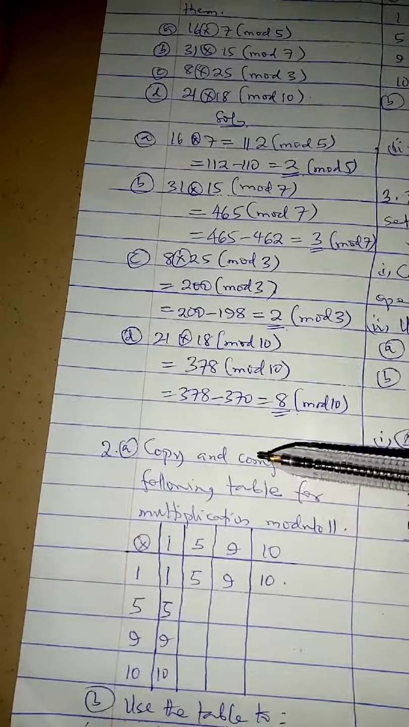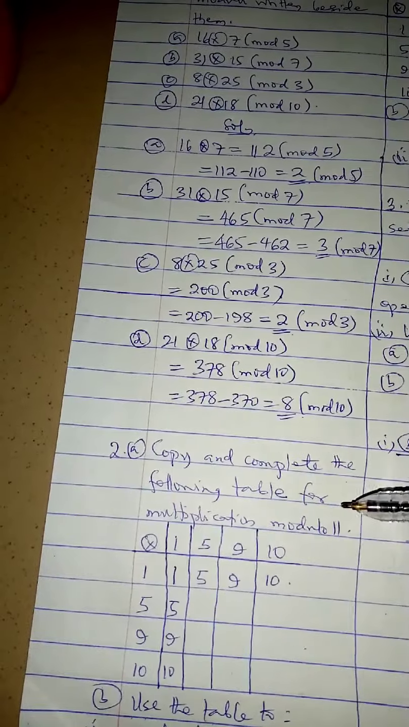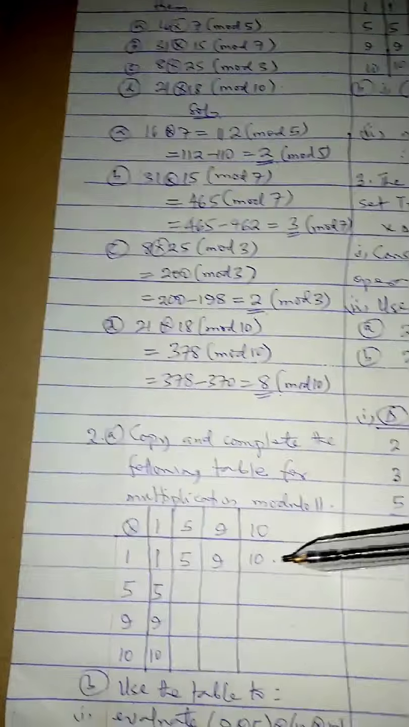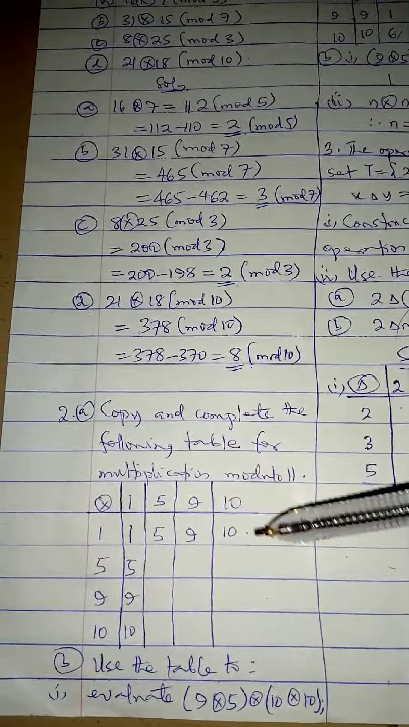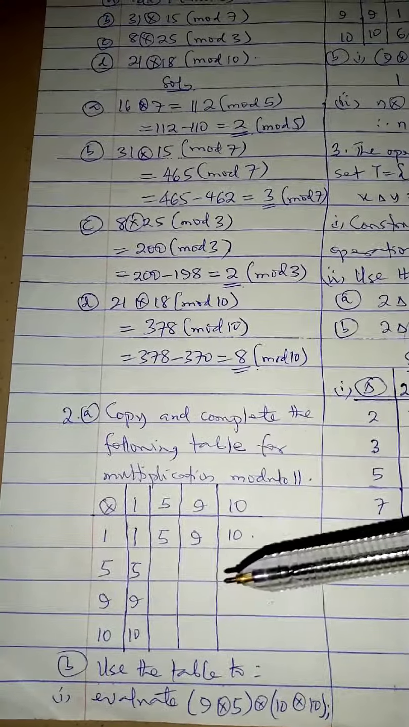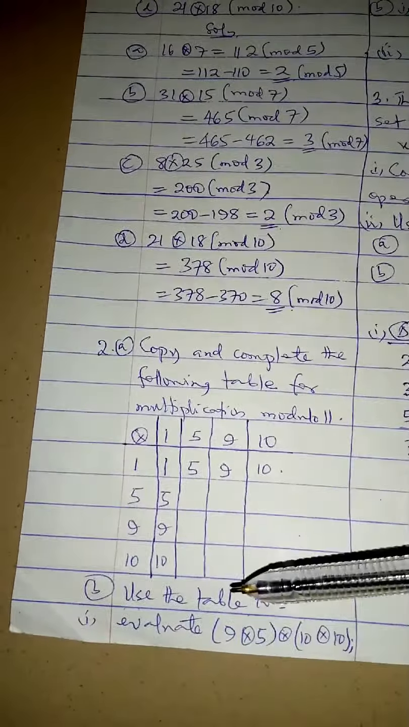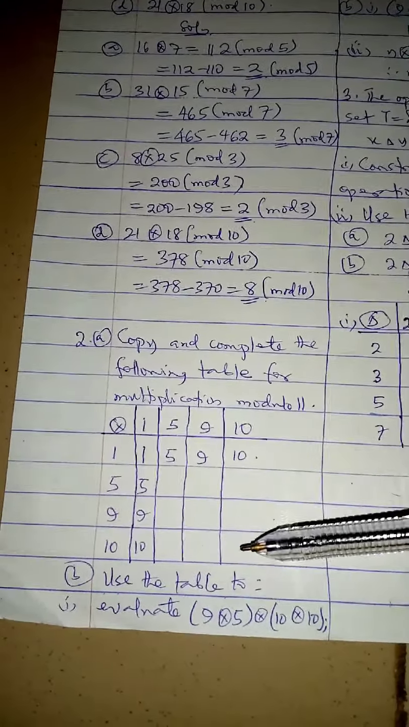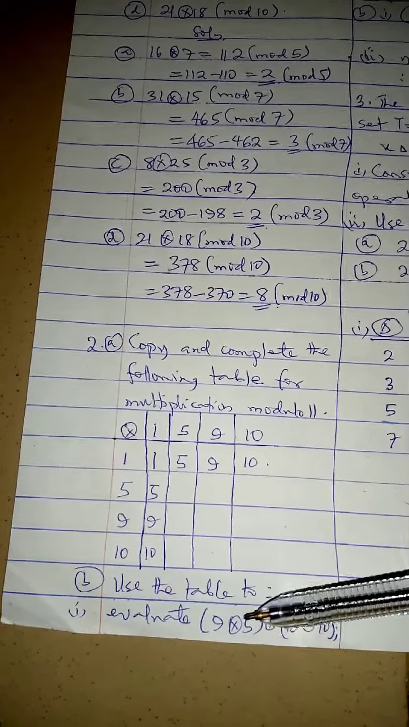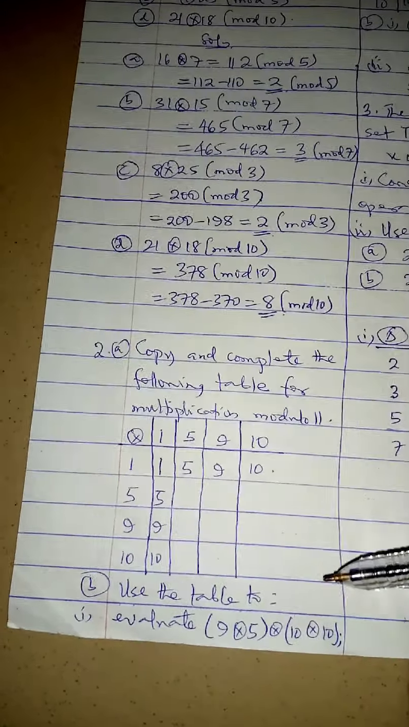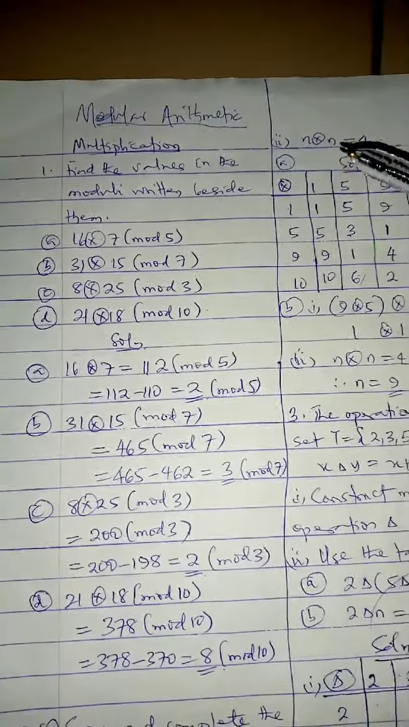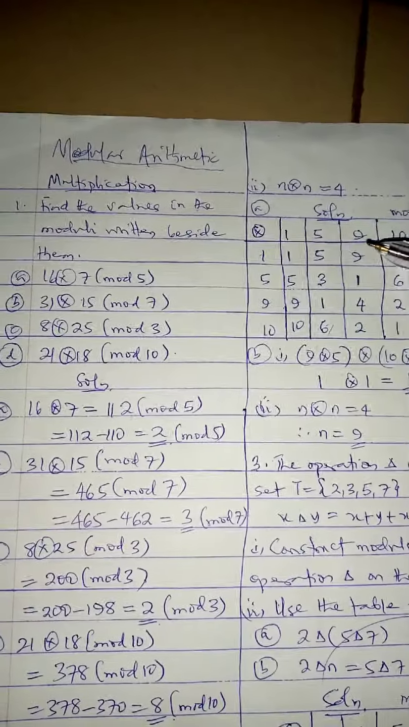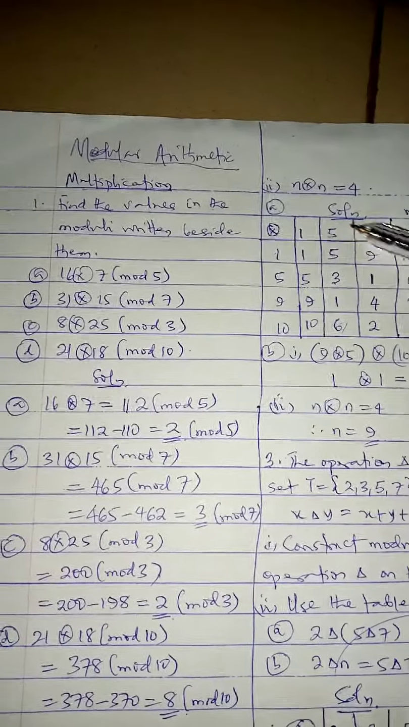Number 2, you have to copy and complete the following table for multiplication modulo 11. This is your table. Some parts have been filled already, while some are missing. Then once you are done with the completion of the table, you have to use the table to evaluate 9 times 5, and 10 times n equals 4. You draw out your table. That's what you do first.